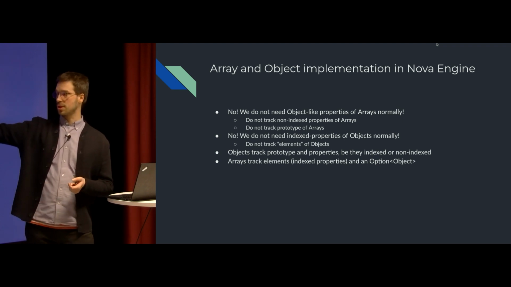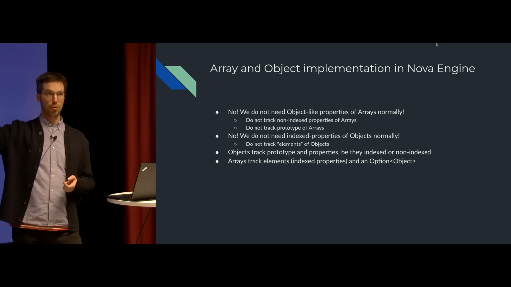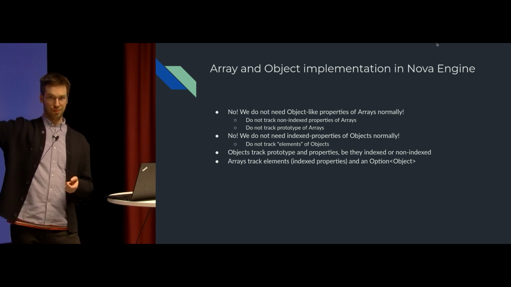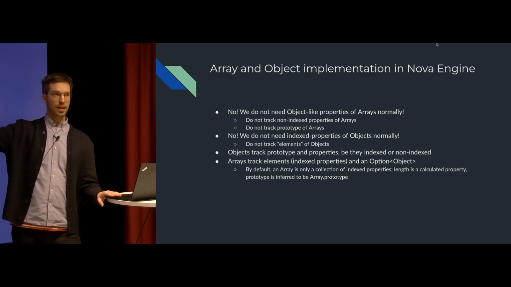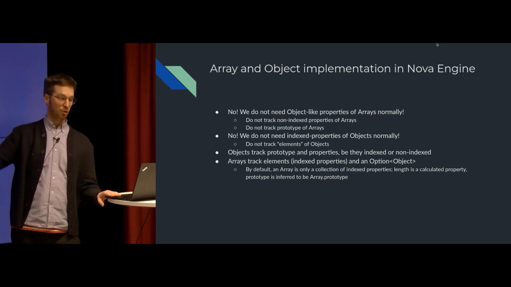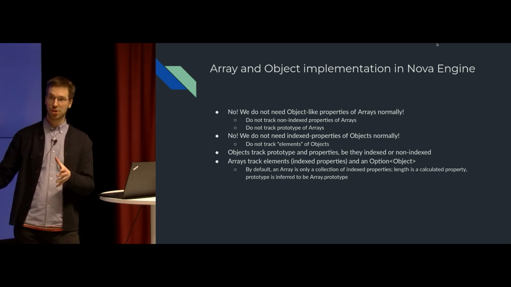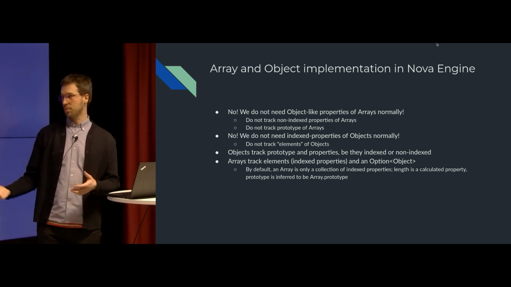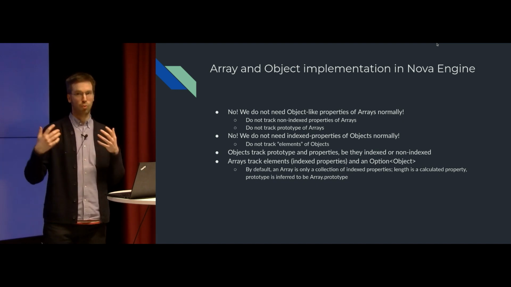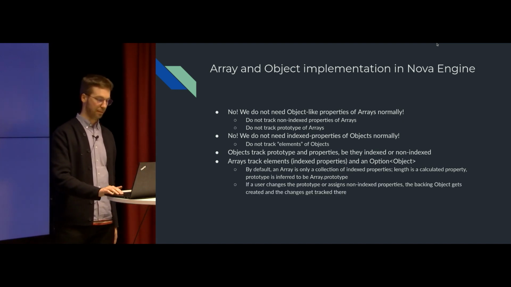And this is basically an option non-zero 32-bit integer. So it's an optional index into the heap vector of objects. By default, an array is then only a collection of index properties. Its length is calculated. The prototype is inferred to be the array prototype, because why would you be changing it? It's always going to be the same.